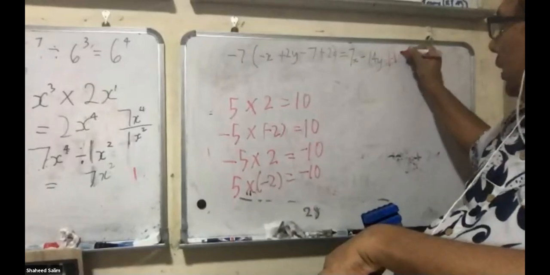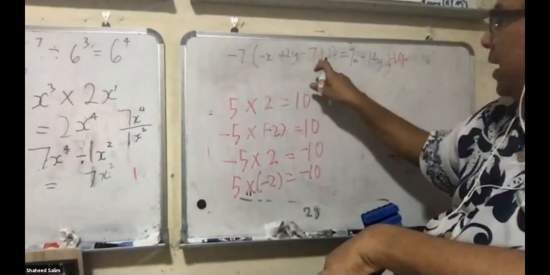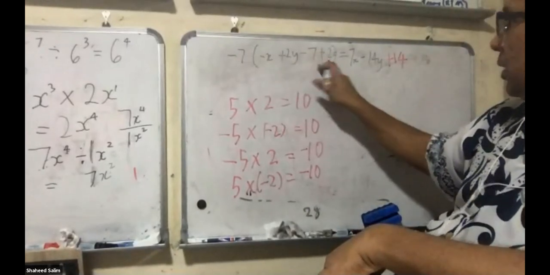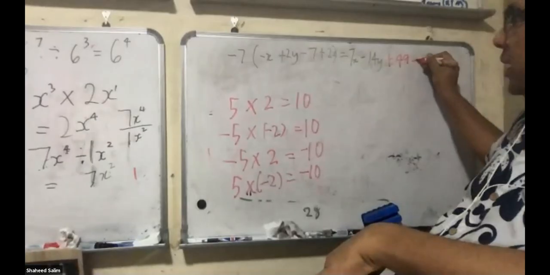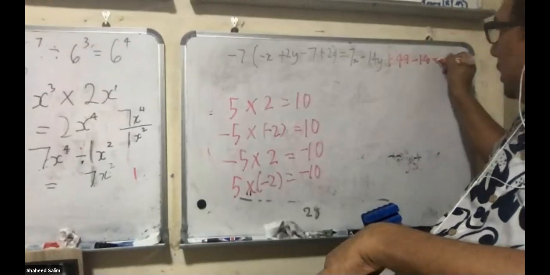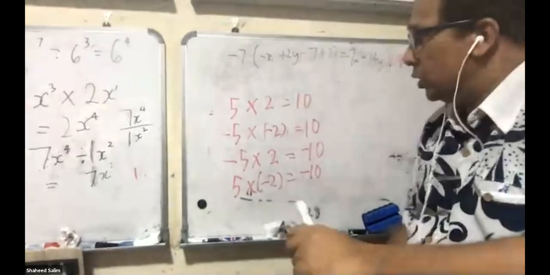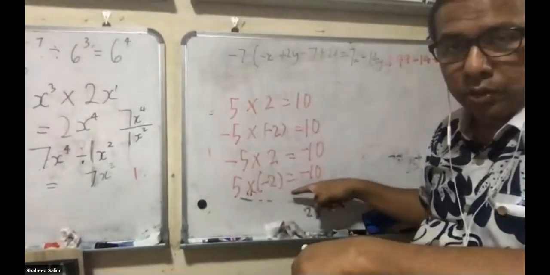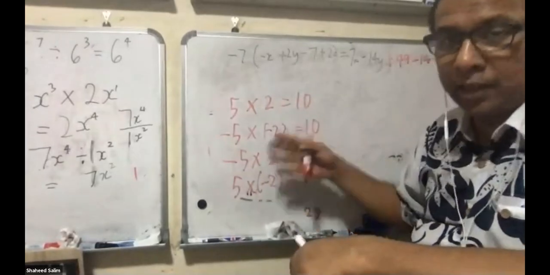minus 7 plus. Okay, plus down here, plus 14. The last one, minus and plus, 49. Minus, yes. 49 and minus 14c. So that means you've got to brush up on this. You need to write it down somewhere.